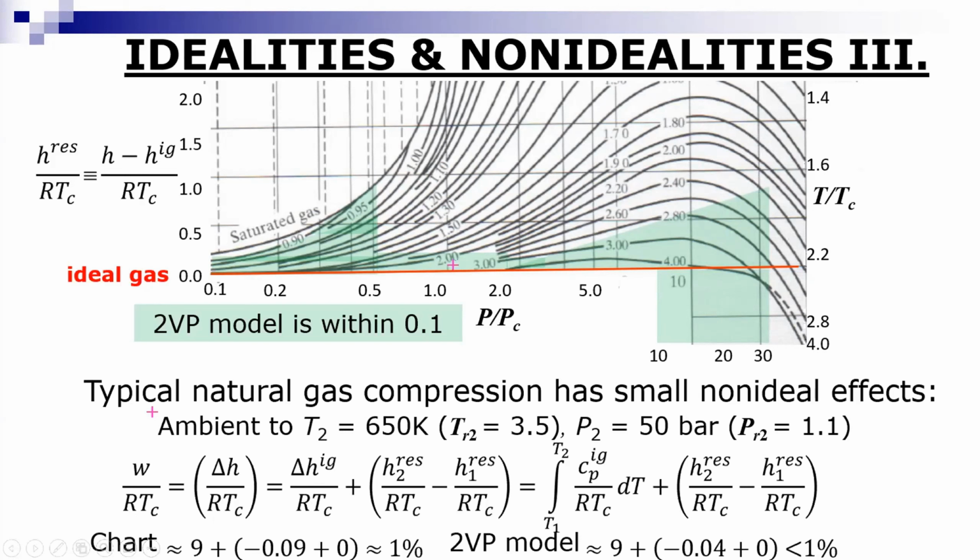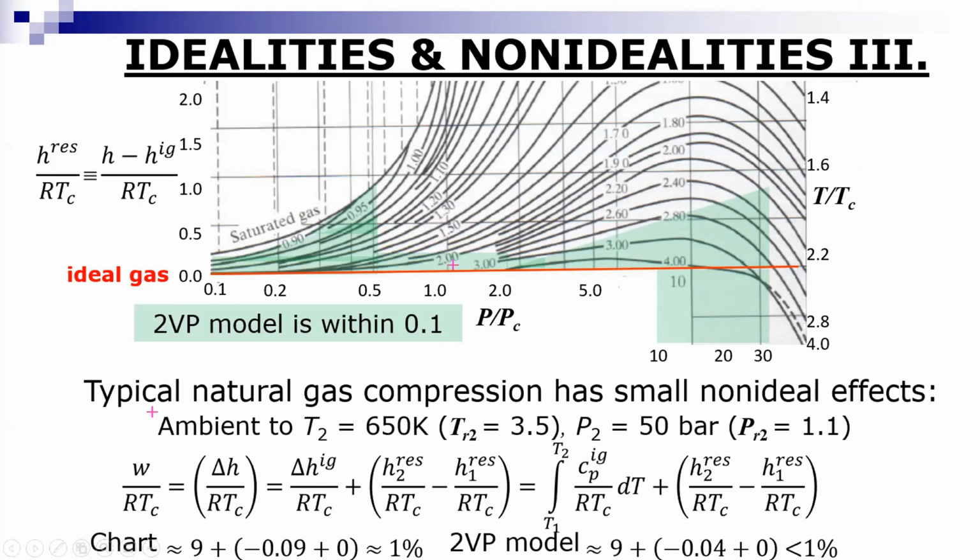Well, on the chart, the ideal gas term is 9. And it's not on the chart, but if you calculate it, it would be 9. The residual term turns out to be 0.09, so it's about 1%. And in fact, the second virial coefficient model says its correction is only 0.04.